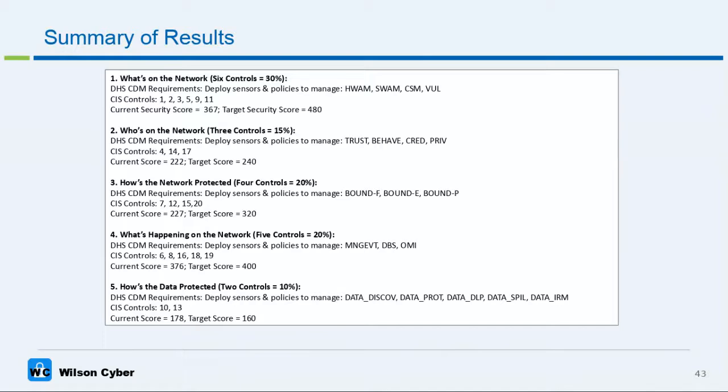Category 3, how's the network protected? 4 controls at 20%. 7, 12, 15, 20. Current score 227. Target score 320. Category 4, what's happening on the network? 5 controls, 20%. CIS controls 6, 8, 16, 18, 19. Current score 376. Target score 400. And then finally, how's the data protected? Controls 10 and 13. Current score of 178. Target score 160. So they are already where they need to be on the data protection controls.